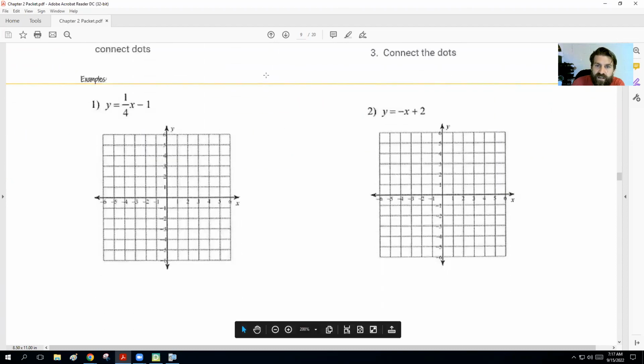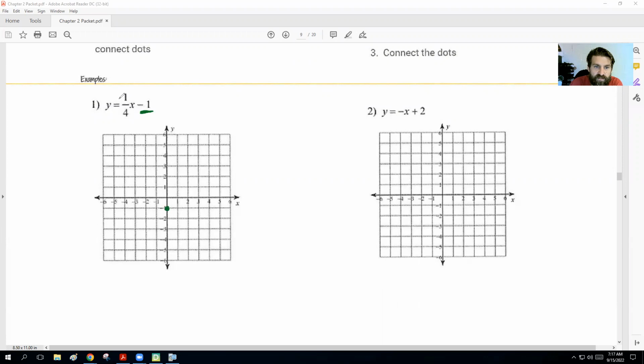Okay, how do we graph this line? y equals 1/4 x minus 1. So first thing we want to do is start with the y-intercept, and that is at -1. So you're going to go to the up and down line. You always start on the up and down line. And we're going to start here at -1.